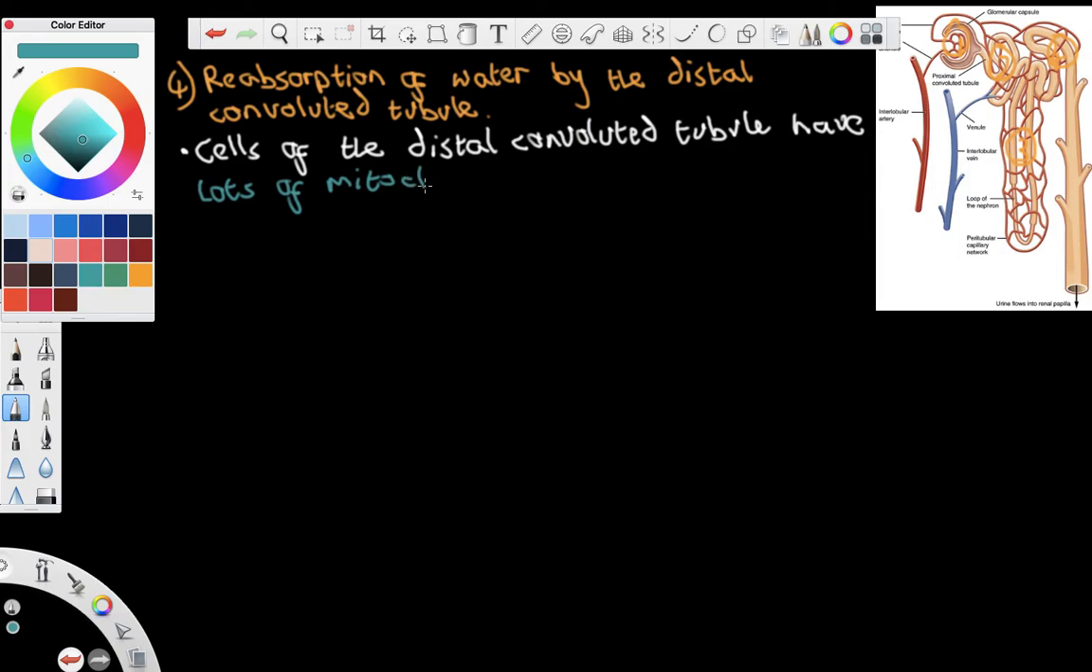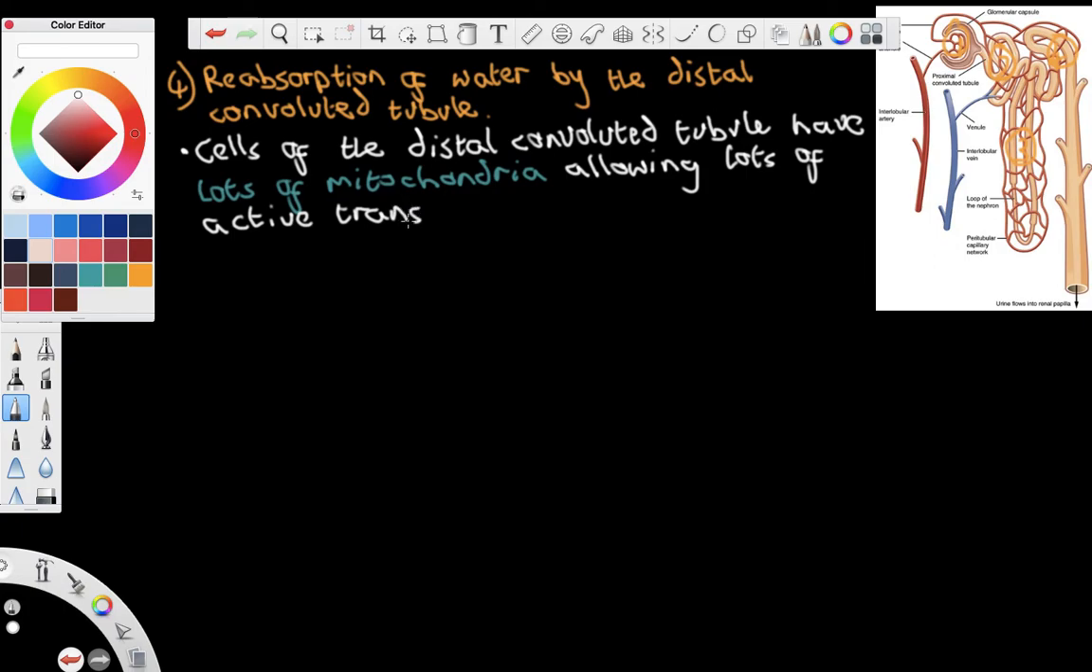This allows active transport of various substances. So we can say allowing lots of active transport of substances.